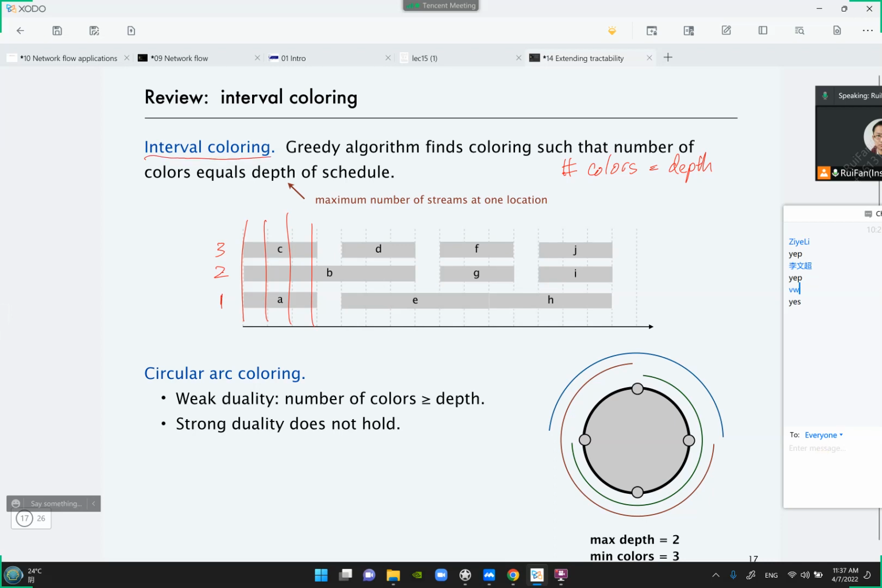Now for circular arc coloring, it's almost the same problem. The only difference is that instead of having this interval over here, we instead have a circle. So instead of these things lying on the interval, they lie on the circle. So things can wrap around.